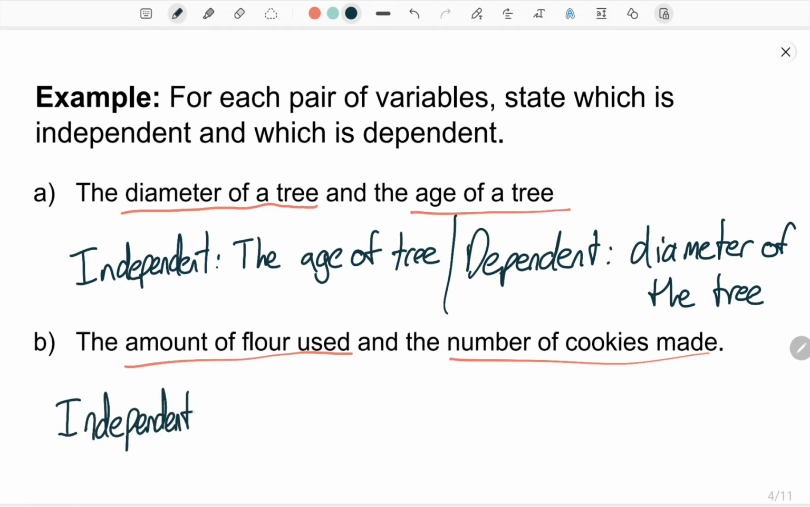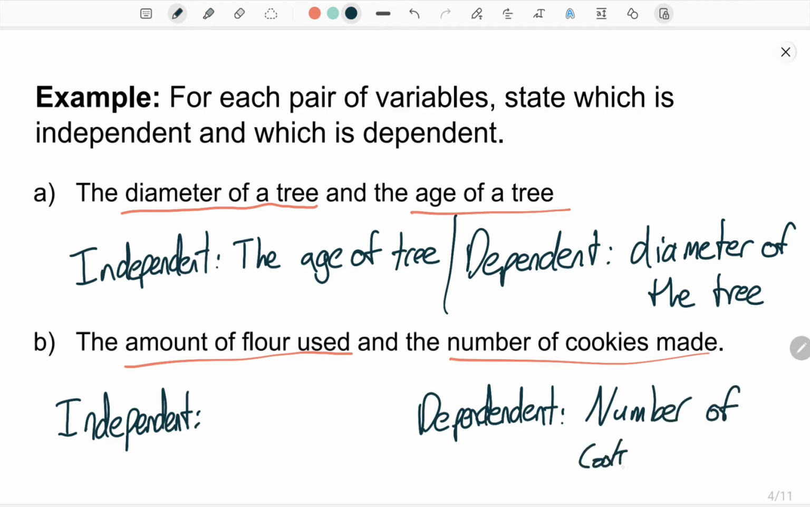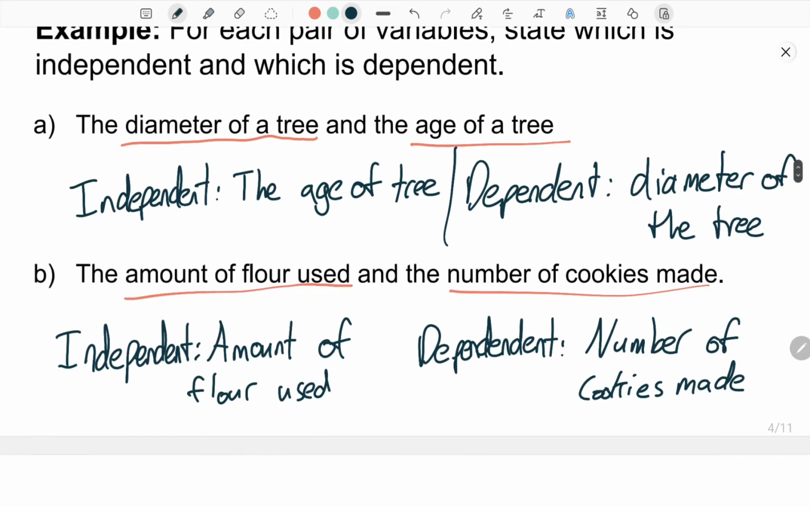and dependent. Well, since the amount of cookies depends or is affected by the amount of flour, we can label that as our dependent variable, so number of cookies made. And so that also means the amount of flour must be the thing we're starting with, so our independent variable. Okay, let's take a look at a couple more examples.